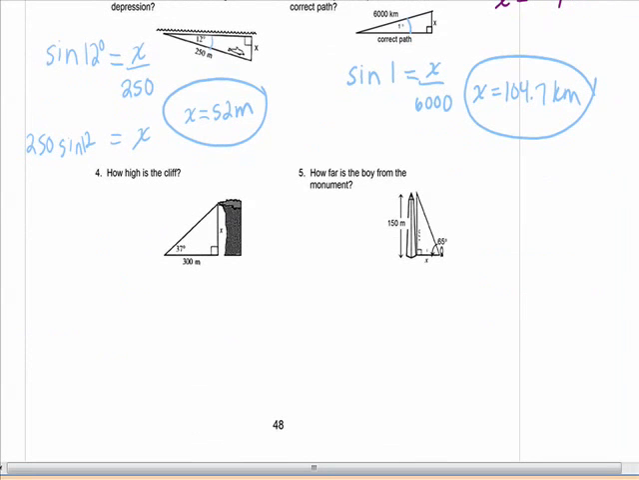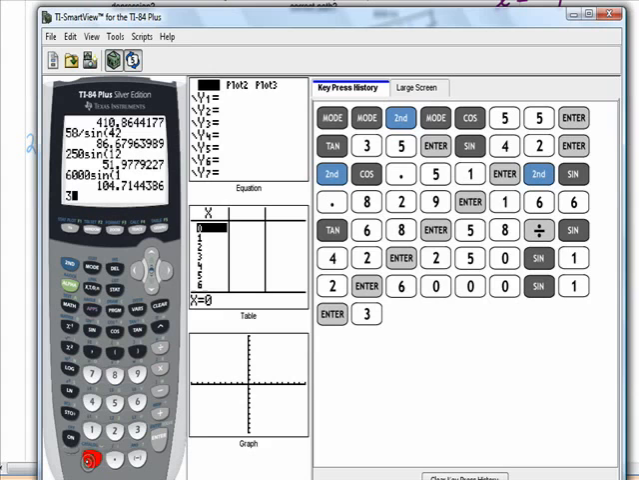Alright, now how high is the cliff? It's already set up for us. Notice we're not involving the hypotenuse, so it pretty much gives it away. We're going to use tangent. Tan of 37 equals opposite x over 300. We can multiply each side by 300. 300 tan of 37.